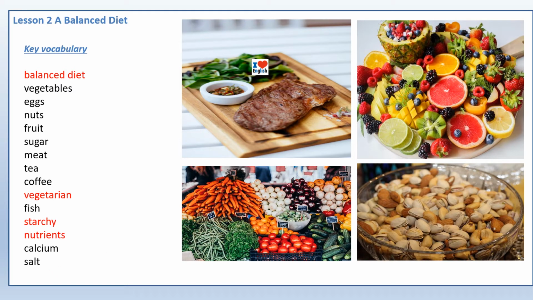Nutrients. Nutrients are all the substances or ingredients that promote growth, provide energy, and maintain life, like vitamins, protein, carbohydrates, fats, minerals. All these are called nutrients. Calcium is one of the minerals that we need for the health of our bones and teeth. Salt.